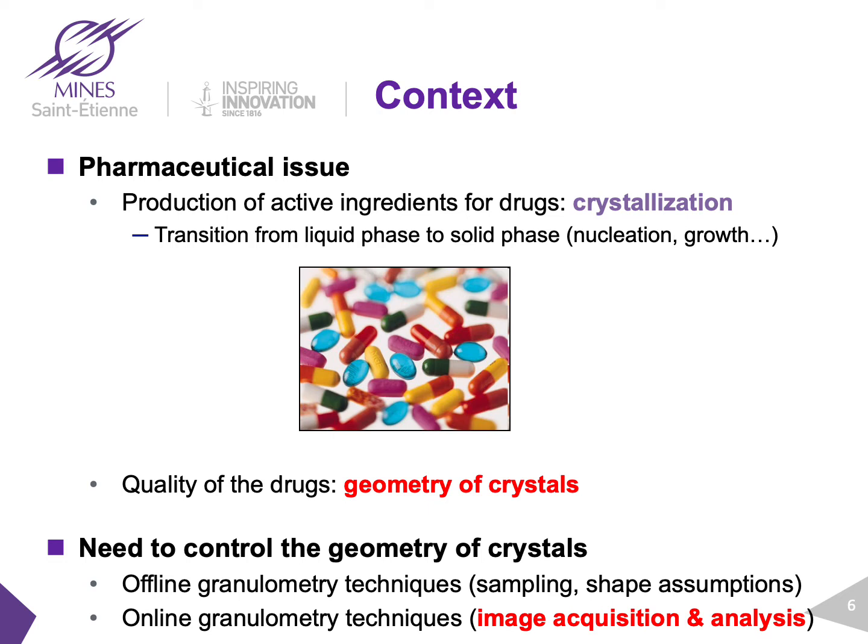For that, you have different techniques. You can use some offline granulometry techniques where you have to make a sample, and with some shape assumption, it's possible to extract an equivalent diameter, for example, of your different crystals. But more useful is to use online granulometry techniques where you have a sensor inside your reactor, for example, and you make some image acquisition, and with some image analysis, it's possible to extract geometrical and morphometrical information about your crystals.